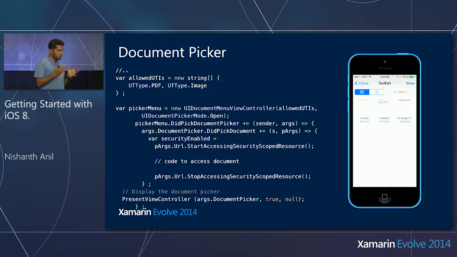Now, for you to access this document, it's important that you wire up startAccessingSecurityScopedResource and stopAccessing. You have to be encapsulated inside that. It's important to get that, it's a security restriction. Then you can write your code that actually accesses the document, what you want to do after you access the document, and move forward.